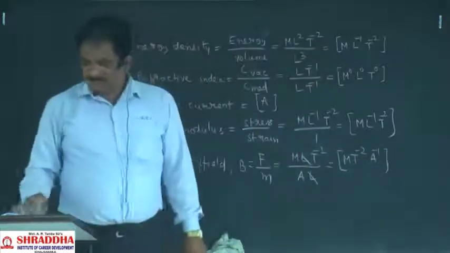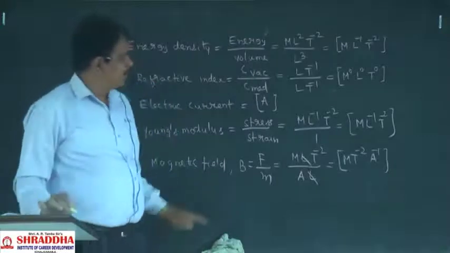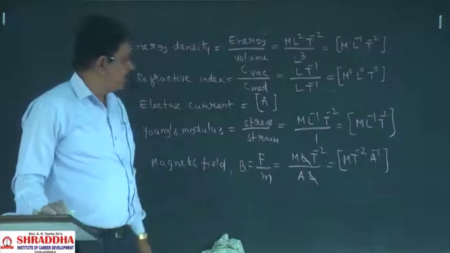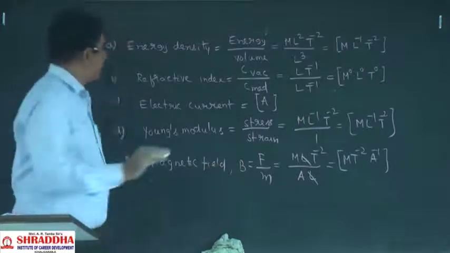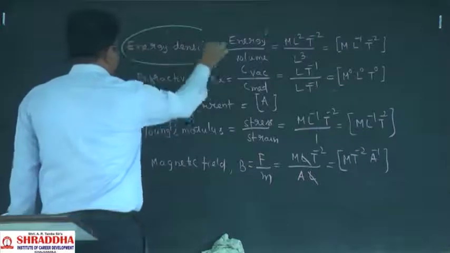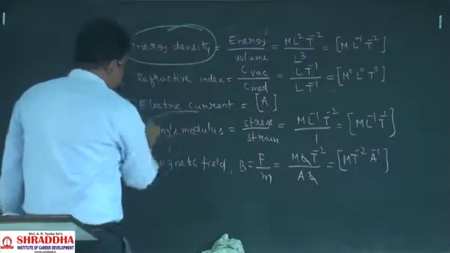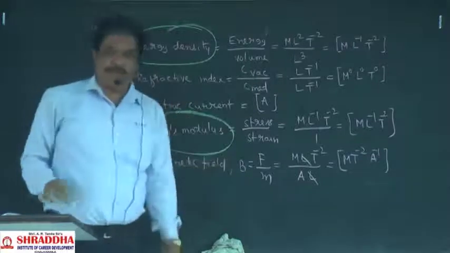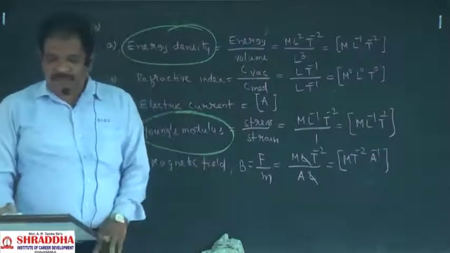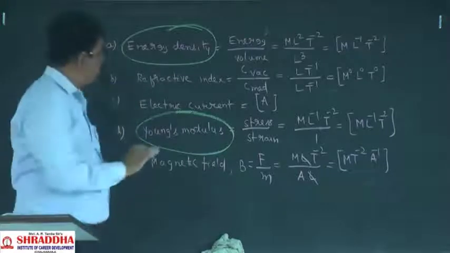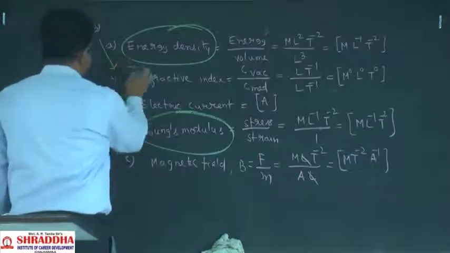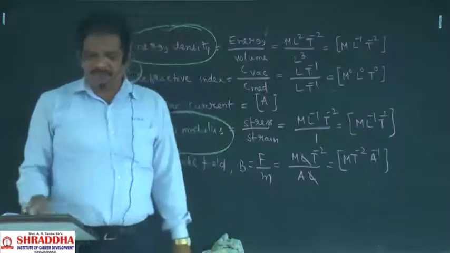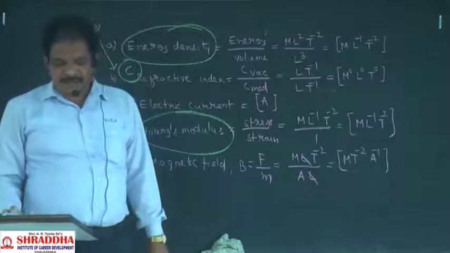Now tell me, what is the answer then? Among these, two quantities will have the same dimensions. What are the quantities? Energy density and Young's modulus. These two will have the same dimensions. So A and D, so the option will be C. Question 13, it will be C. Simple question. So we have the next.